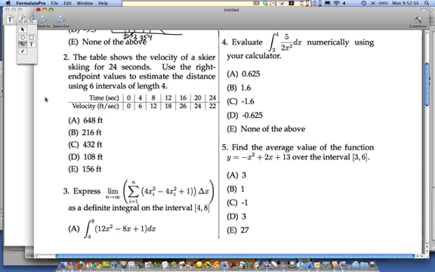Okay, for number 2. Number 2 is going to be basically the same problem, but they've given us the points on the graph. So we're looking at the velocity of a skier for 24 seconds. We're going to use right-hand endpoint values to estimate the distance using 6 intervals of length 4. Notice how each of these are 4 units apart. That's 4 units in time, right? And you notice how at each of the intervals, the endpoints, we're given how fast the skier's going. If we're using right-hand endpoints, then for this subinterval, we're going to look at this information right here.